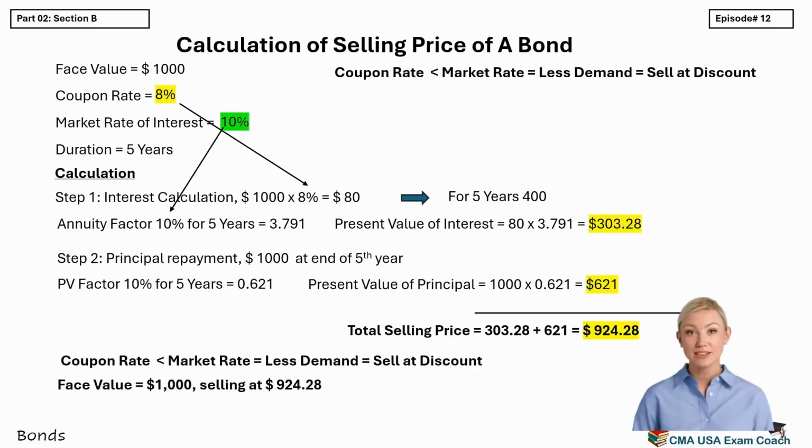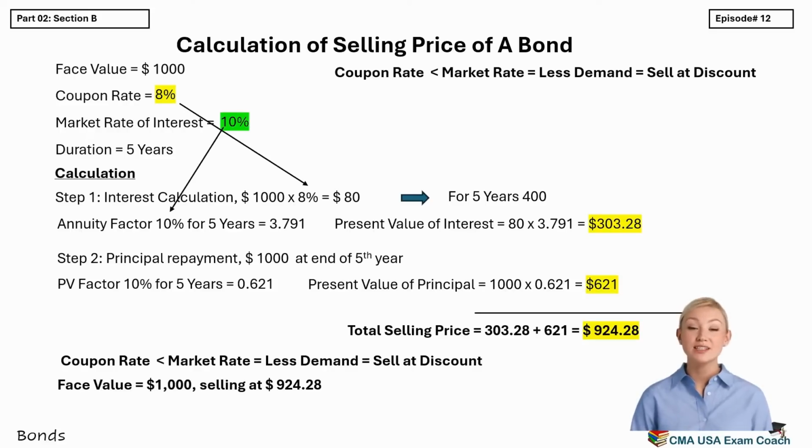of $1,000. That confirms our expectation. The bond is selling at a discount. Again, just like we explained earlier, even though the bond is sold at a discount, the investor is effectively earning the market rate of 10% because the selling price was adjusted to make up for the lower coupon rate. This method helps ensure that all bonds, whether sold at a premium, at par, or at a discount, offer the correct return based on current market conditions.